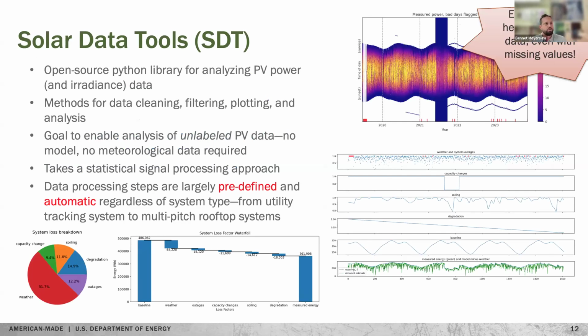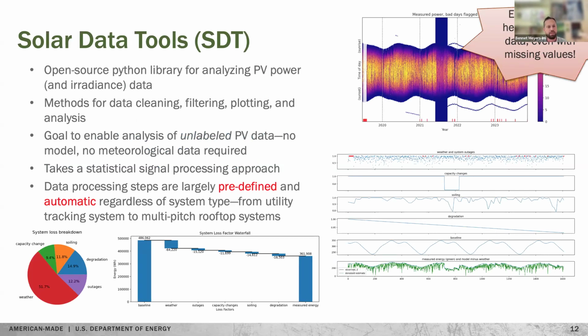All right, and the third tool we'll be talking about today is Solar Data Tools. Again, like the other tools, this is an open source Python library for analyzing PV time series data. Specifically here, we're focused on analyzing power and irradiance data. This package was designed with the goal in mind of analyzing what we call unlabeled PV data. So that is data where we don't necessarily have a site model or reference meteorological or irradiance data.